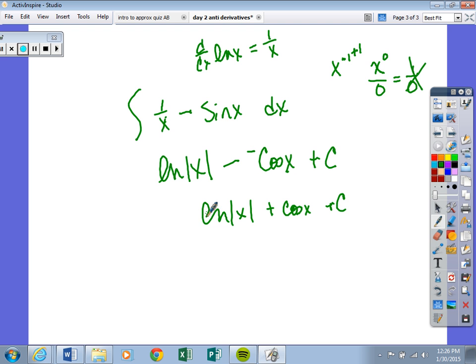Now, you're going to learn in class why we're going to be putting absolute value bars around it, but for now, just trust me and put the absolute value bars around it, okay?